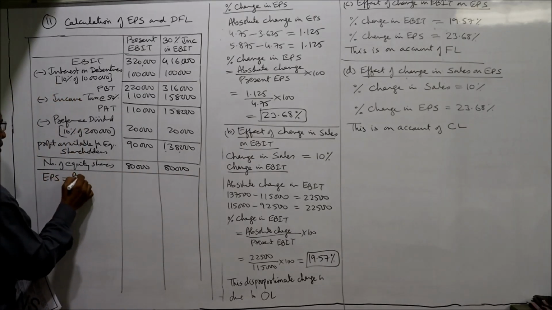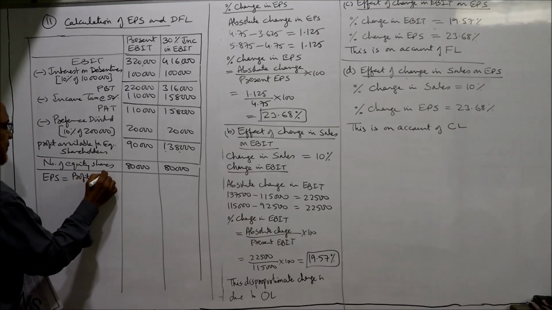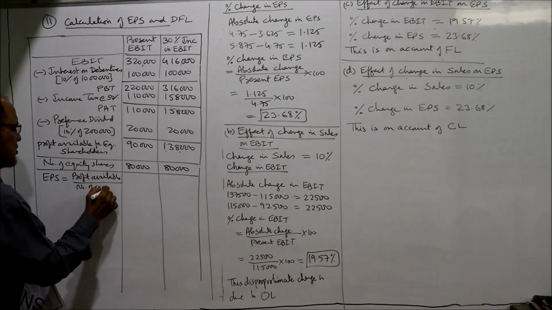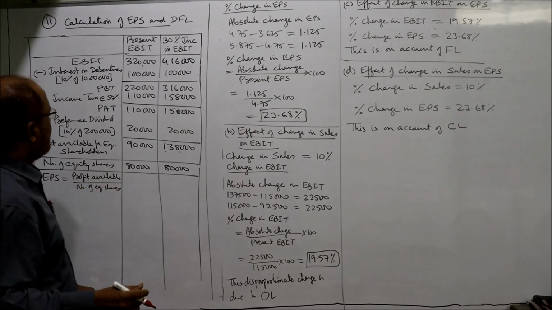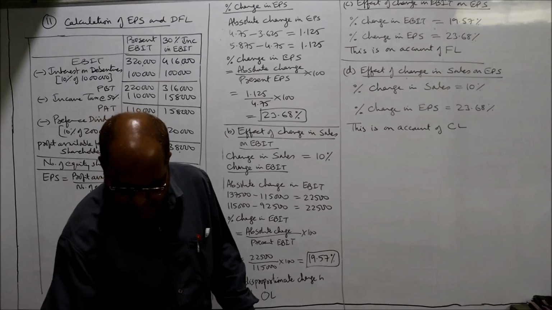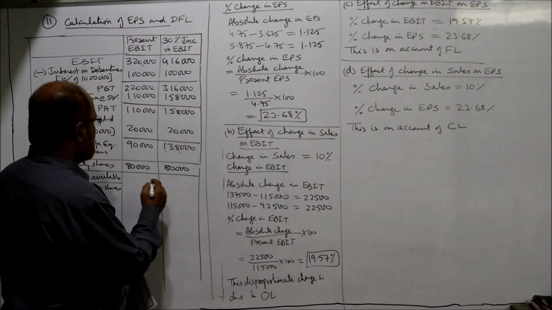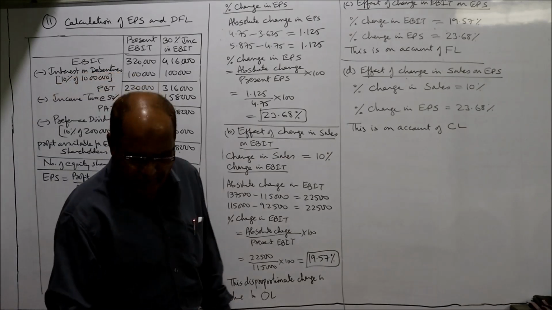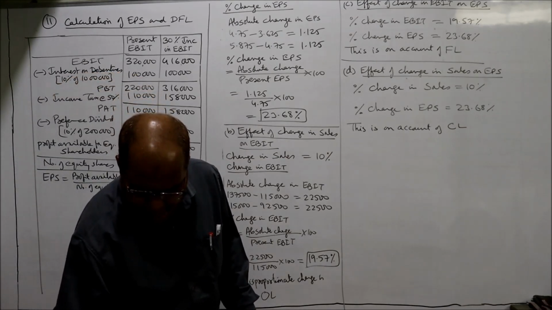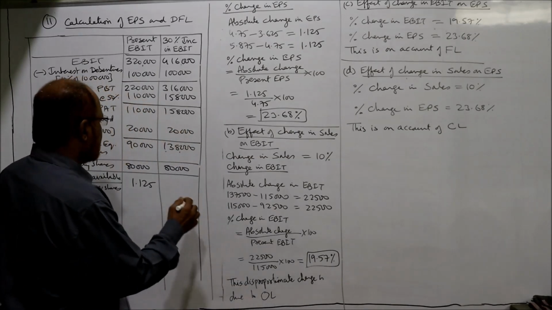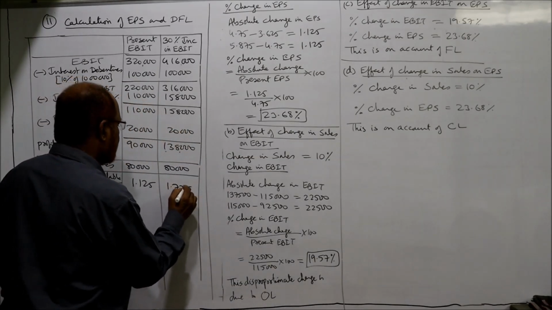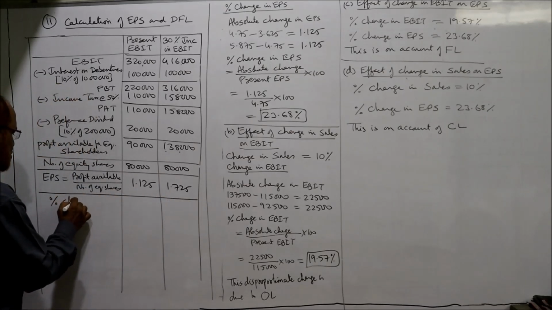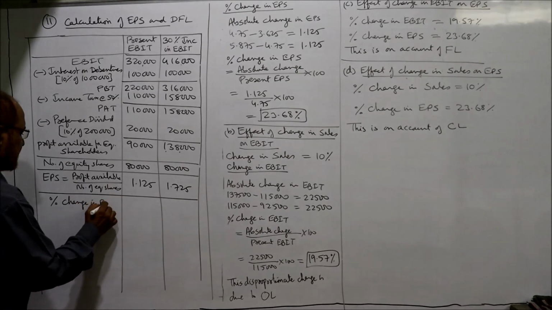EPS is equal to profit available divided by number of equity shares. That is 90 by 80, which is 1.125. Here 138 by 80, which is 1.725. Now the percentage change in EPS.